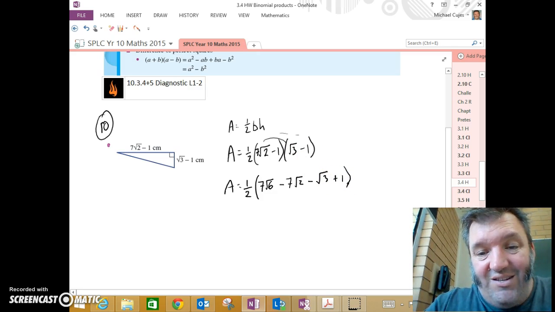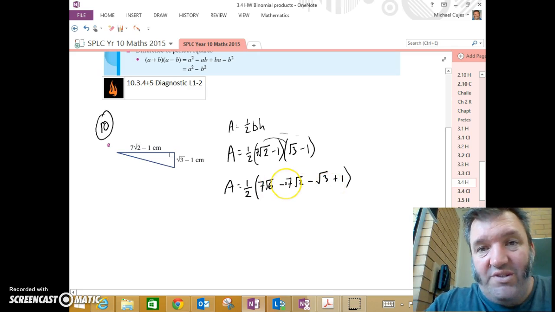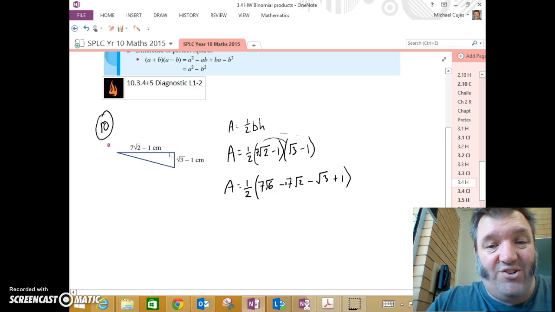Can any of these surds be put together? No. None of them are like surds. None of them will simplify. Is there anything else I can do? Not really. I could write it as one fraction. I could leave it as that. I'm just going to leave it like that.